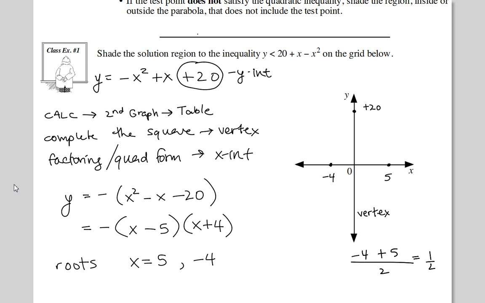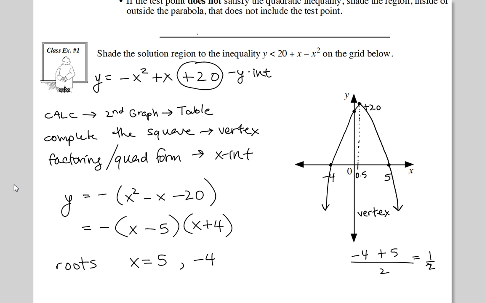1/2? So when x is 0.5, you'll get the vertex. You'll notice that the vertex does not happen at the y-intercept. So here's the vertex somewhere here. And then from that vertex, we can draw this quadratic. So there's a nice way to get the vertex without having to complete the square.